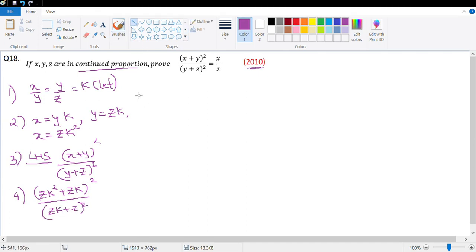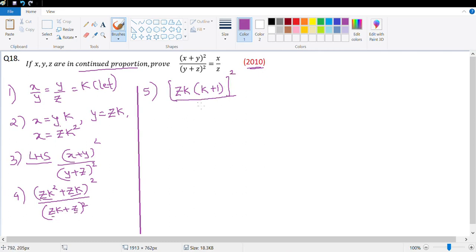Let's see if I have anything in common in the numerator. So between zk square and zk, I have zk common. So let's take zk out. What remains from the first term is k. What remains from the second term is 1. And we have square of the whole thing. In the denominator, I notice z is common. So let me take z out. What remains is k plus 1. And this is the whole square.